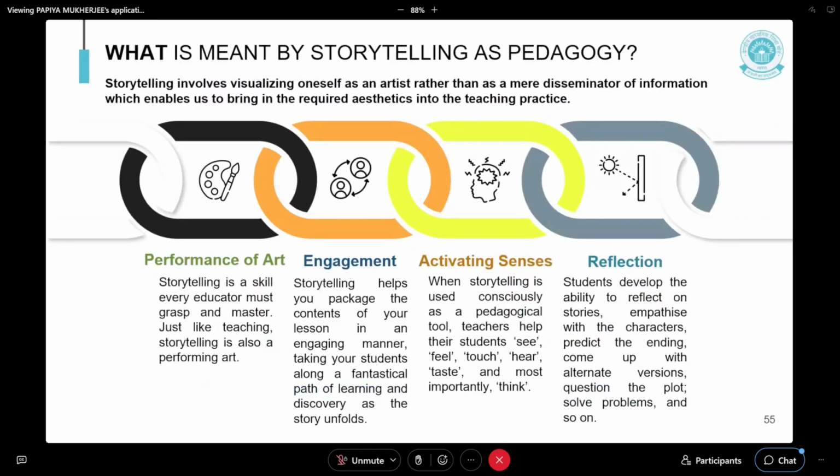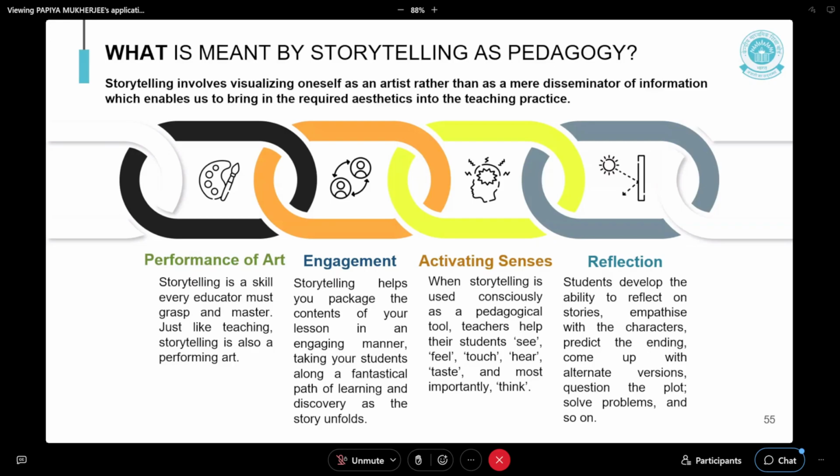It involves visualizing oneself as an artist when we are taking up storytelling. We need not discuss the importance of storytelling. The stories that we liked in our childhood are still there in our mind, because a story takes us to an entirely different world. However, it is an art that needs to be mastered. It is a performing art. It is a product as well as a process.